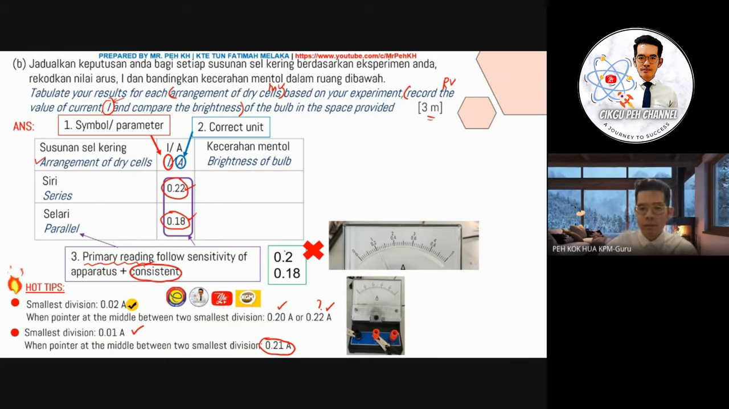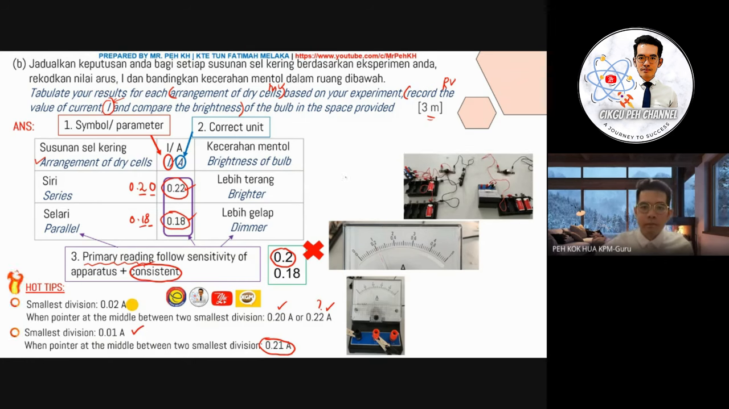For example, just now, if I say you choose 0.2 and you give your answer 0.2, then the second answer you get 0.18. So you can see the decimal place is different. This is not a consistent reading, so the mark will be deducted. So make sure you always follow the smallest sensitivity, smallest division for the apparatus. So here you must give 2 decimal places for all your answers when you measure your current by using the ammeter here. Then the next, you will observe the brightness of the bulb.